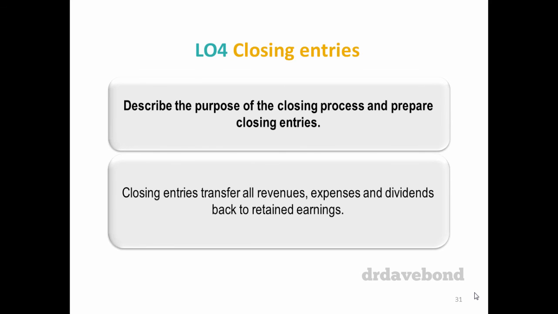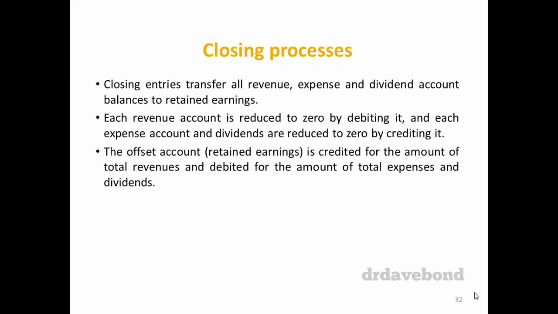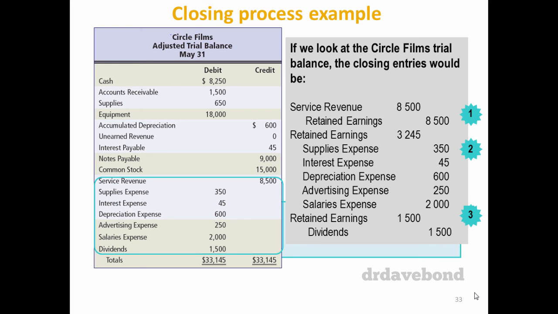So to do that, we close everything down to zero. We close it down, we get rid of all the revenue accounts, we get rid of the dividends, we get rid of the expense accounts. To show that, this is the closing entry. And then we've got a couple of minutes just to talk about the quiz and then we're done.